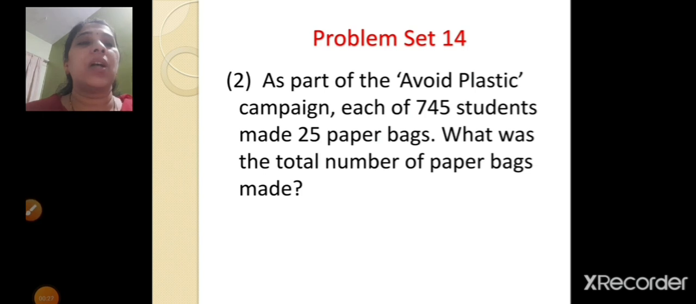As part of the Avoid Plastic campaign, each of 745 students made 25 paper bags. What was the total number of paper bags made? Right? So here, what has been given? 745 students, they made paper bags, right? So you are going to do multiplication of 745 into 25, and with that you will get the answer as the total number of paper bags made. So let's start the multiplication.